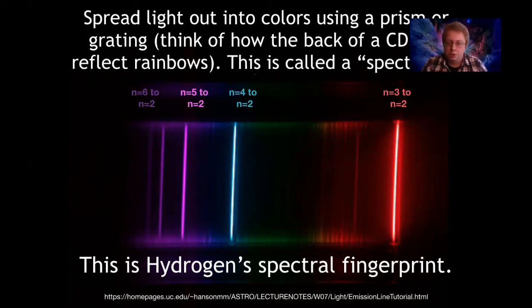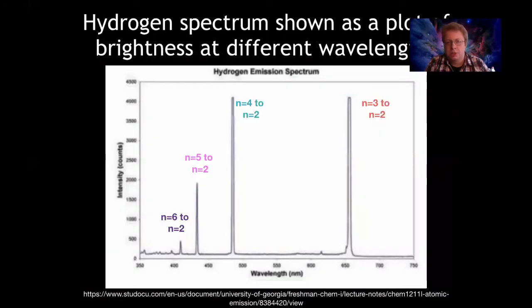The red line over on the right is caused by the hydrogen electron falling from the n=3 level to the n=2 level. The blue one is from n=4 to n=2, and the purple one is from n=5 and n=6 to n=2. So this is another thing you can see. The larger the difference in energy, the higher it starts off and the lower it falls, the higher energy the light ends up being emitted, because purple light is shorter wavelength and therefore higher frequency and higher energy than red light. So this is hydrogen's spectral fingerprint.